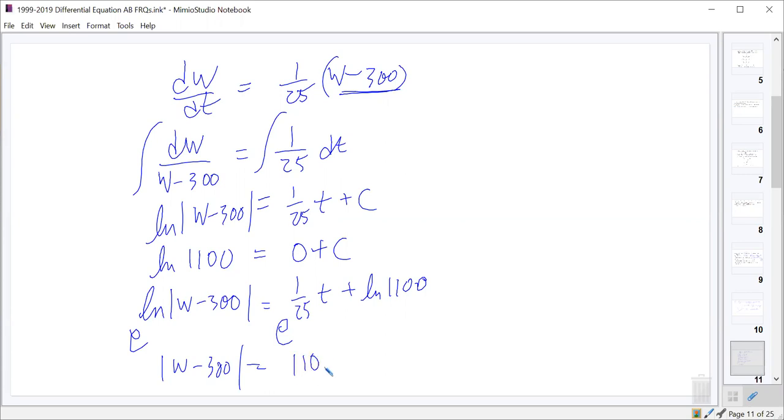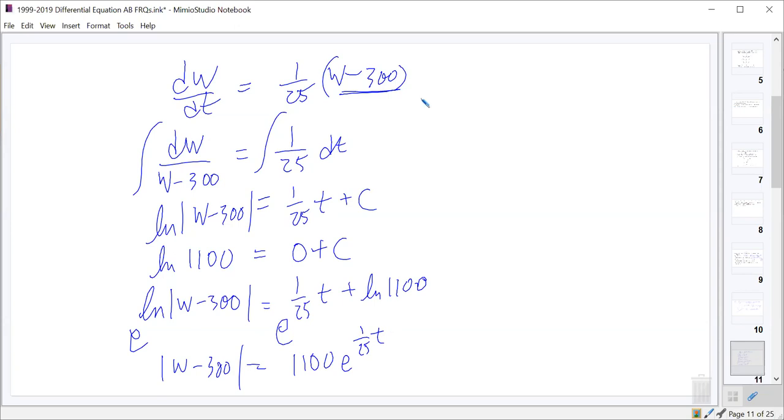equals 1100 e to the 1/25th t. We can bring the ln of 1100 out in the front as a coefficient. And then the absolute value will just end up disappearing, because if we get rid of it, we can get either the positive or the negative, but we need the positive there, because when t is 0, that makes the right-hand side 1100. And the left-hand side, when W is 1400, should be 1100. And so we need them both to be positive.